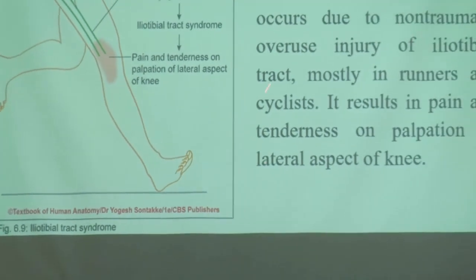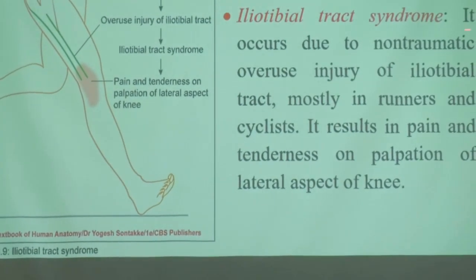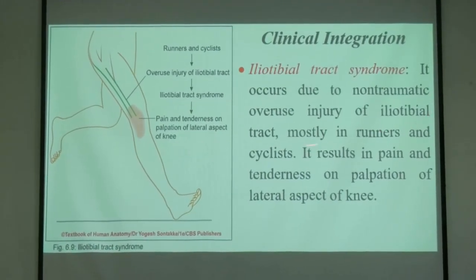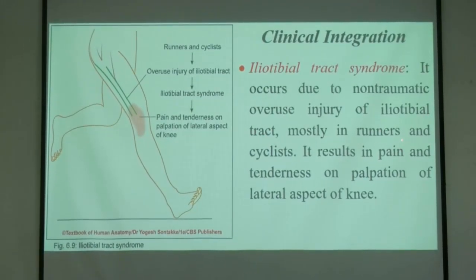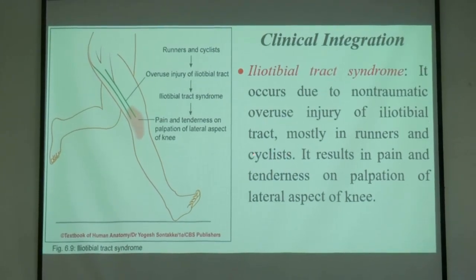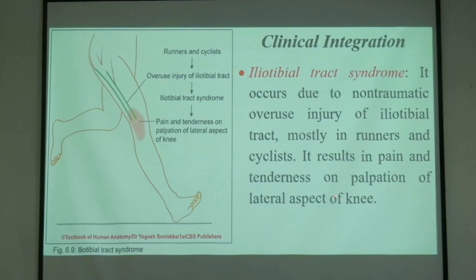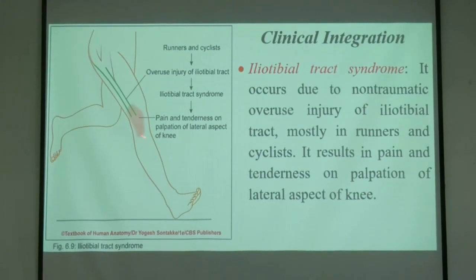Now, this is one clinical aspect, iliotibial tract syndrome. It occurs due to non-traumatic overuse injury of the iliotibial tract. It mostly occurs in runners or cyclists, and it results in pain and tenderness on palpation of the lateral aspect of the knee, near its tibial attachment, at the lower end.